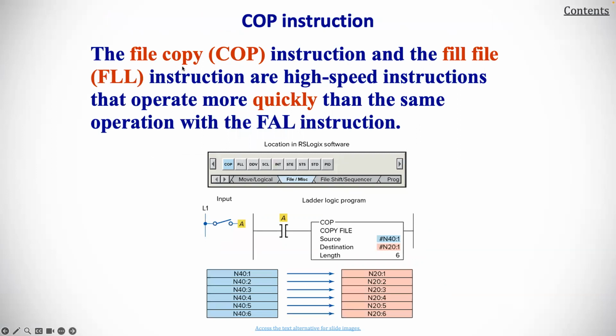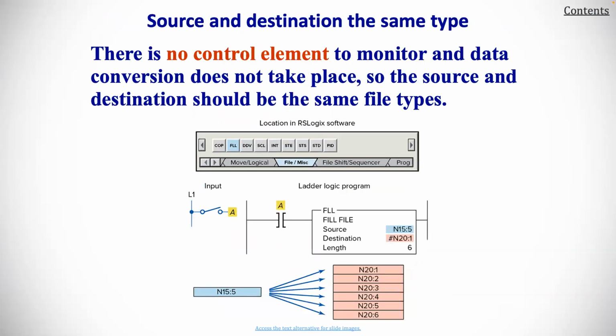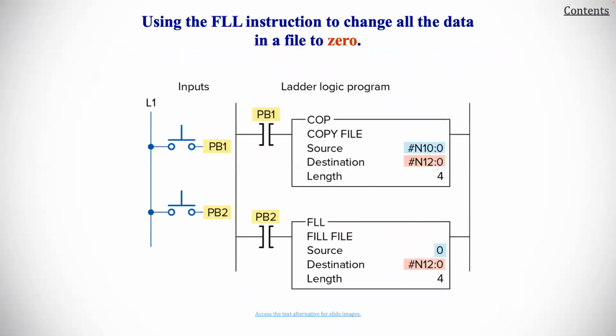Then we have the file copy instruction and the fill file, the FLL instruction, which are high-speed instructions that operate more quickly than the same operations with the FAL instructions. There are no control elements to monitor, and data conversion does not take place, so the source and destination should be the same file type. So that's something that you want to be guarding for. Using the FLL instruction to change all the data in a file to 0 is a possible benefit.